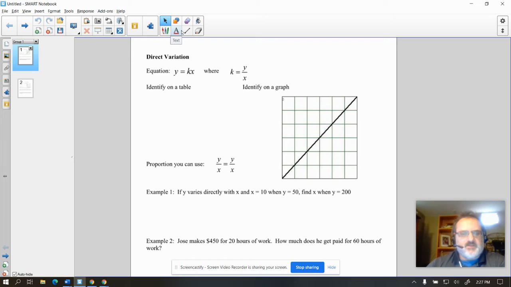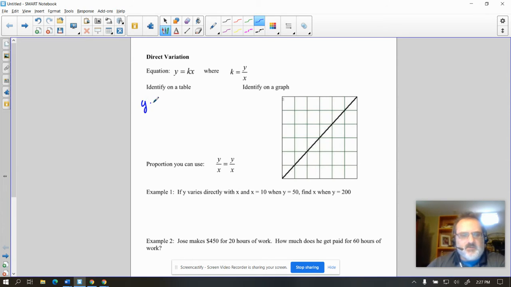In direct variation, equations are the equations y equals kx, where k is always defined as y divided by x and k is a constant. An example of direct variation would be y equals 2x.